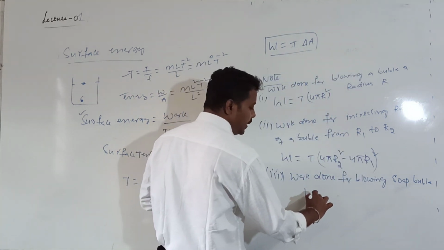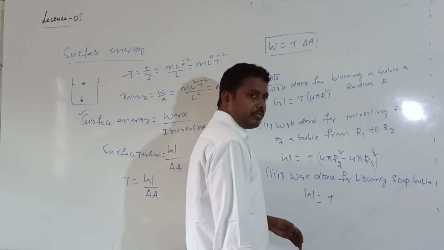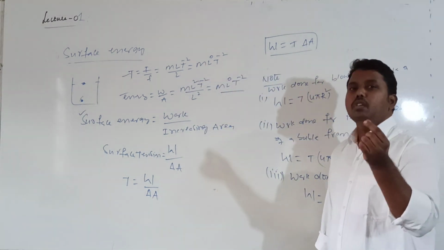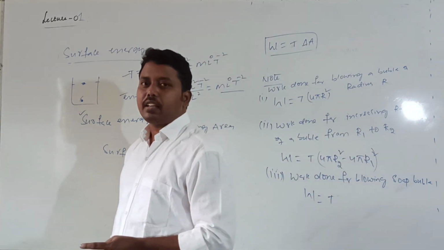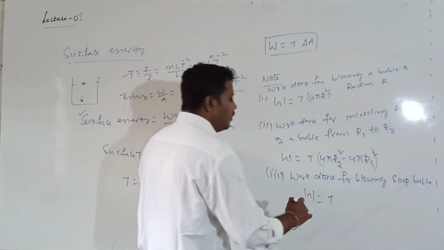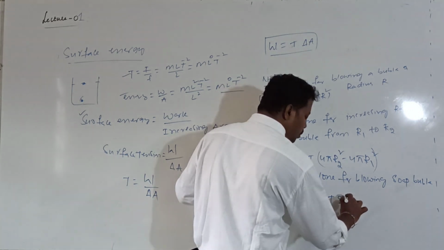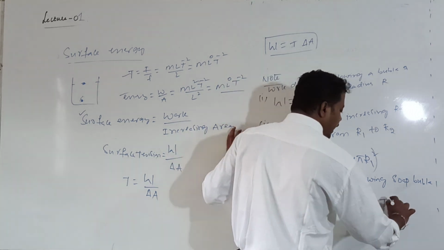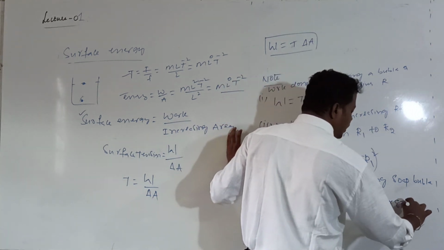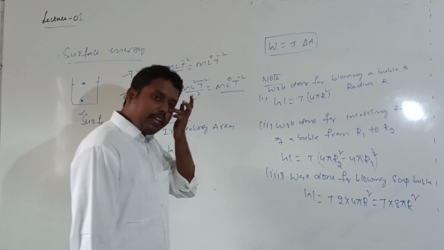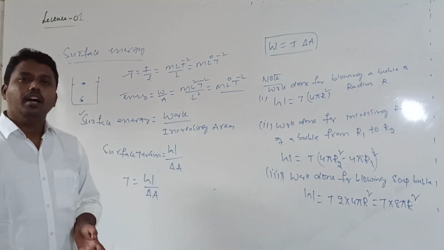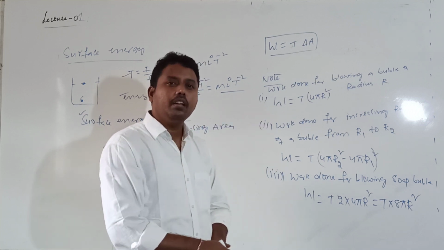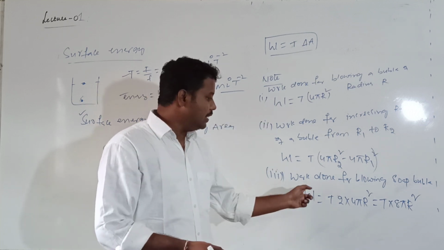But what is the difference between a soap bubble and a liquid drop, a water drop? A soap bubble has two free surfaces. Due to that, the work done will be T into 2 into 4 pi R square. We will get the answer T into 8 pi R square. Clear? That is the work done for blowing a soap bubble of radius R. You need to do more work to blow a soap bubble compared with a liquid drop.